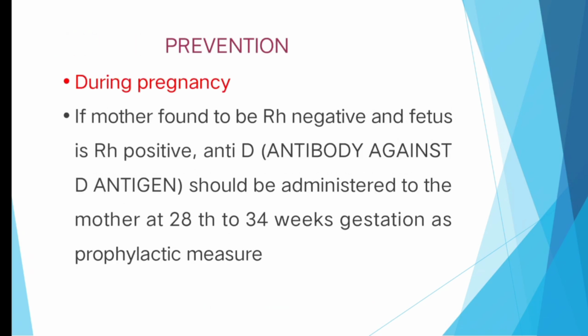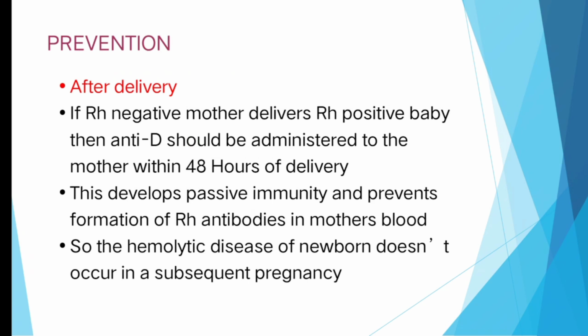During pregnancy, if a mother is found to be Rh negative and the fetus is Rh positive, then anti-D, that is antibody against D antigen, should be administered to the mother at the 28th to 34th week of gestation as a prophylactic measure. So this is done during the pregnancy itself, before the delivery of the baby. If an Rh negative mother delivers an Rh positive baby, then anti-D should be administered to the mother within 48 hours of delivery. That is if she is conceiving and delivering the first baby.